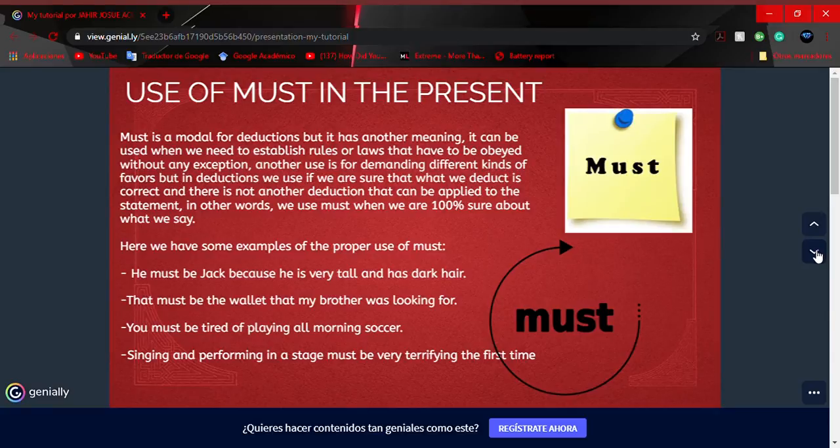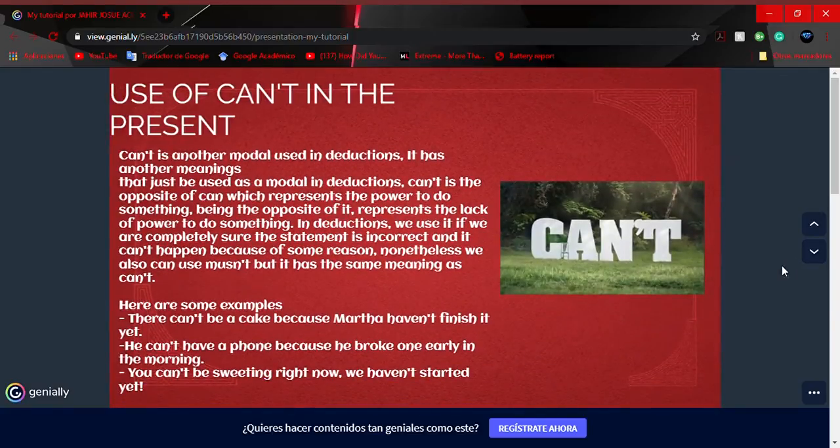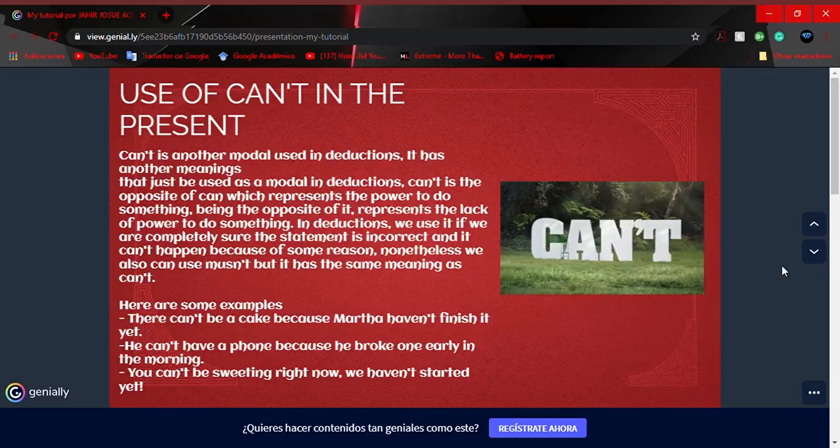Let's continue with the other one. Can. When we use can in the present, we use it for the possibility that we are certain that the statement can happen. Like for example, there can be a cake because Martha hasn't finished it yet. He can have a phone because he broke one early in the morning. We're expressing that it can happen. And can't is the opposite of can.